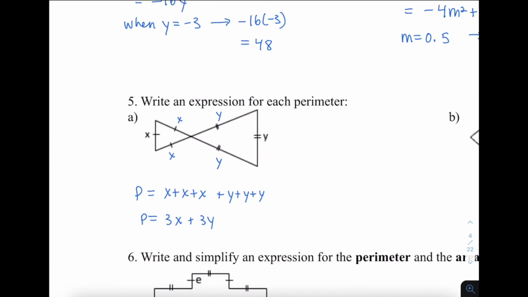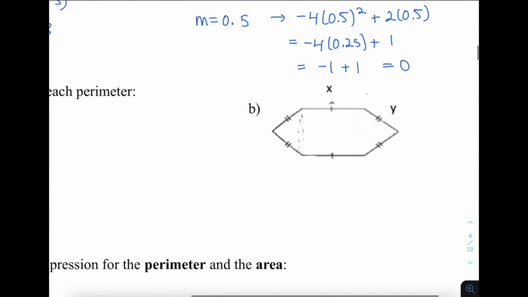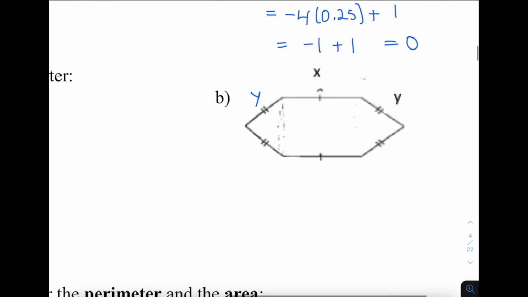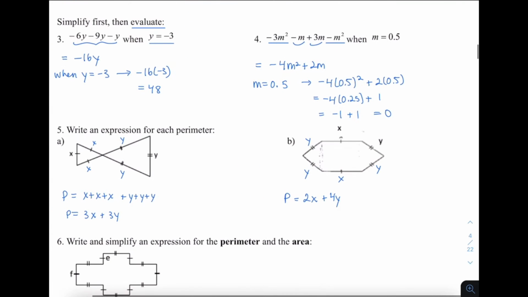Let's look at the next one. So for the next one, I can see that these lengths are y. Those two lengths are x. So in my perimeter expression, I'm going to write this as 2x plus 4y. So I always want to combine like terms. All right.